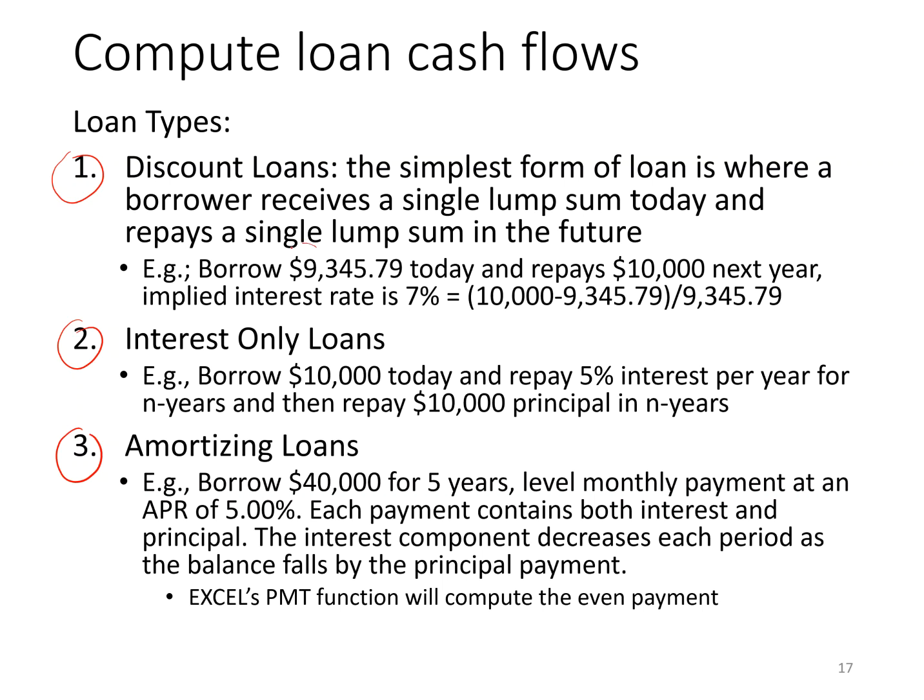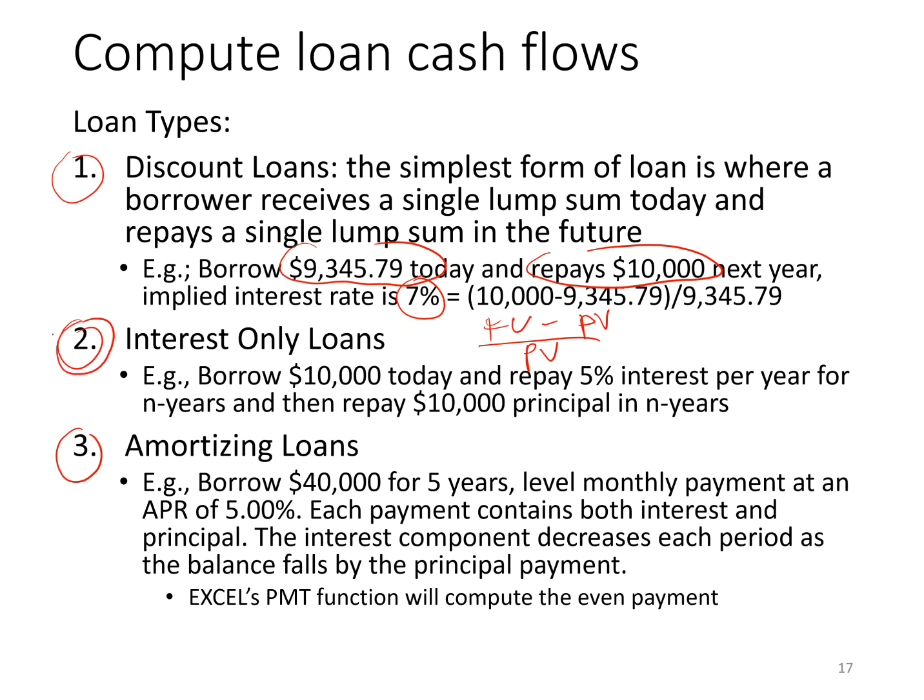So say you borrow $9,345.79 today and repay $10,000 in 1 year. You can compute the effective interest rate by taking my future value minus my present value divided by my present value, and that rate of return is 7%. So that is effectively a 7% loan of $93.45.